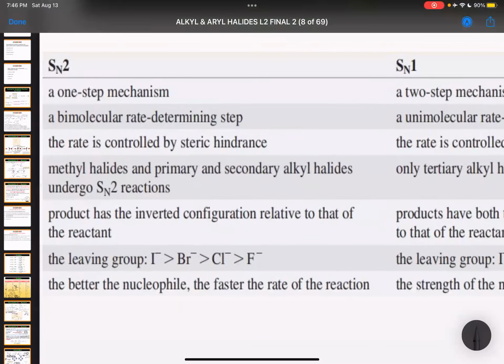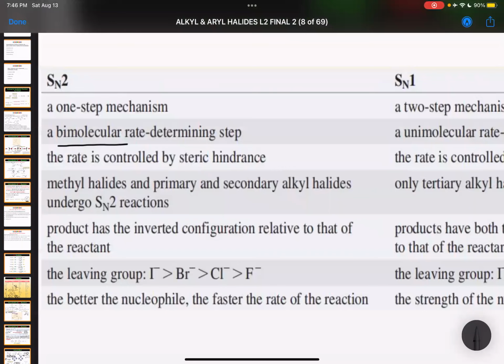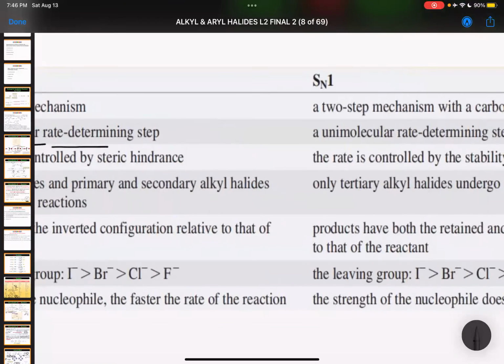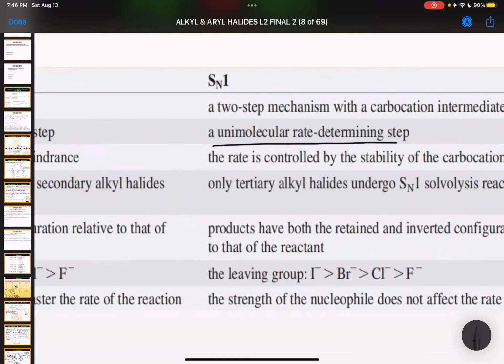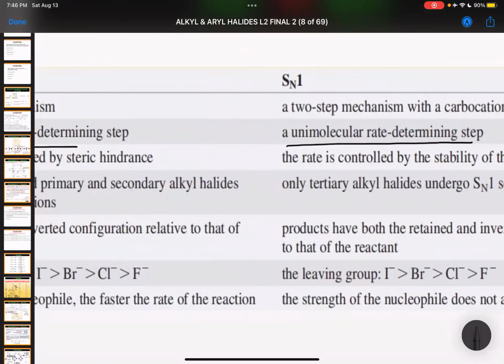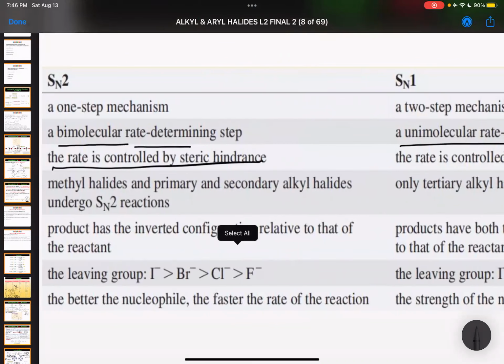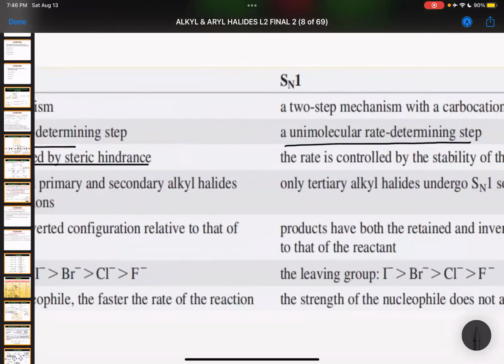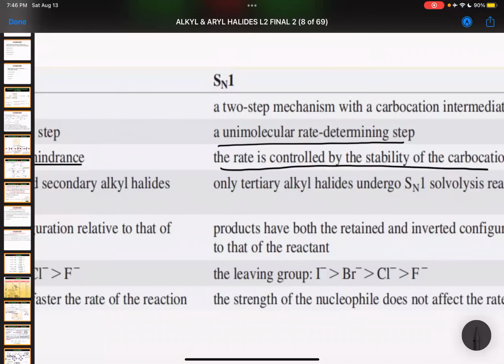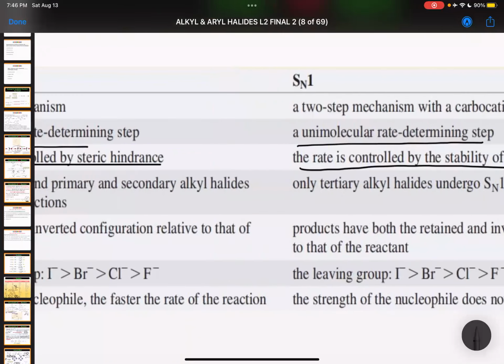In SN2, it was a bimolecular mechanism, a single step, and that bimolecular step which involved the nucleophile and substrate was the rate determining step, RDS. In SN1, the RDS was the departure of the leaving group. It has only one molecule involved, the substrate molecule, and that is unimolecular. So in SN2 the rate is controlled by steric hindrance because everything was happening in the same step, but in SN1 the rate is controlled by the stability of the carbocation, which you need to consider first.